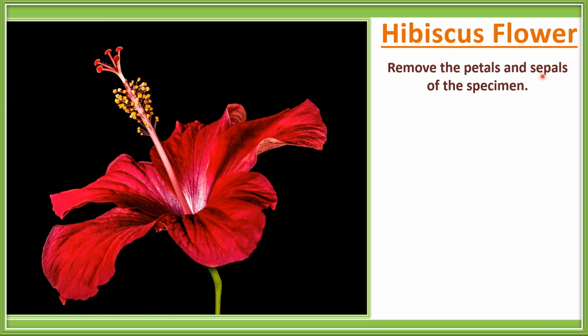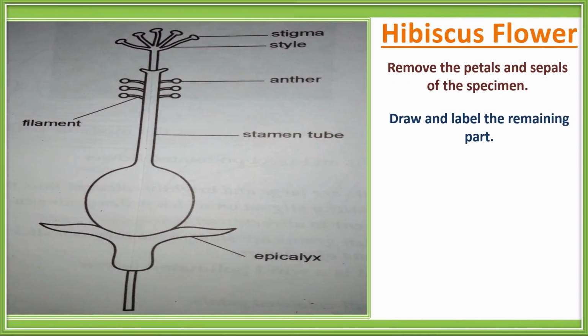Remove the petals and the sepals of the specimen and draw and label the remaining part. So when you remove the sepals, you remove the petals, and this is what we are going to remain with. Remain with the epicalyx. We have the stigma, the styles, we have the anther, the filament, staminal tube. That is what we all see.